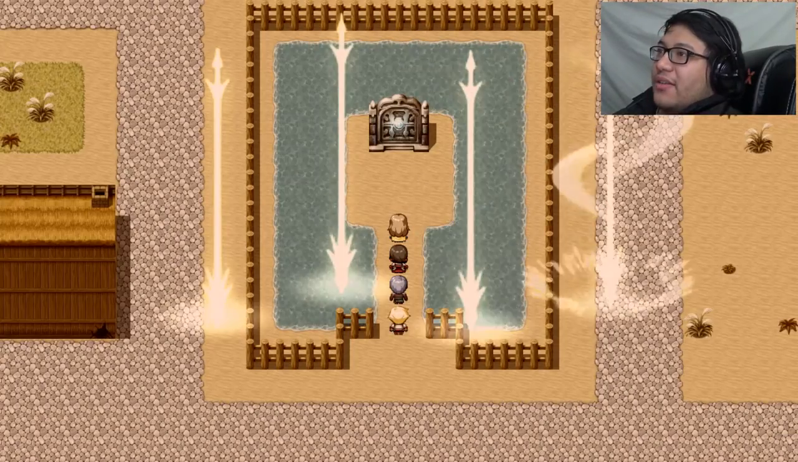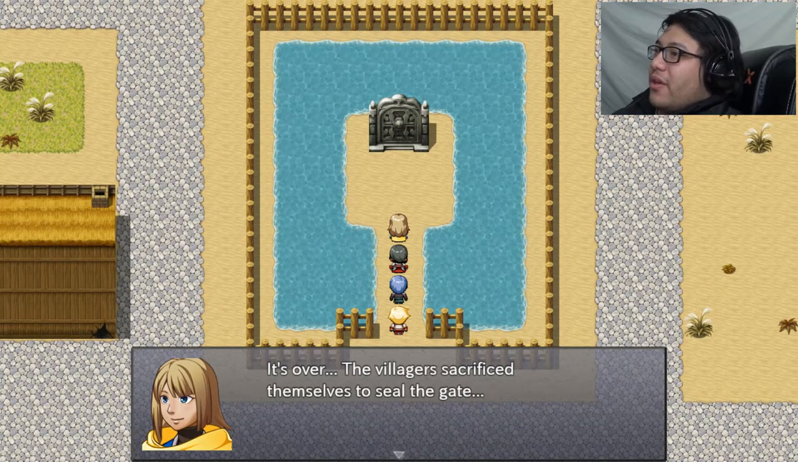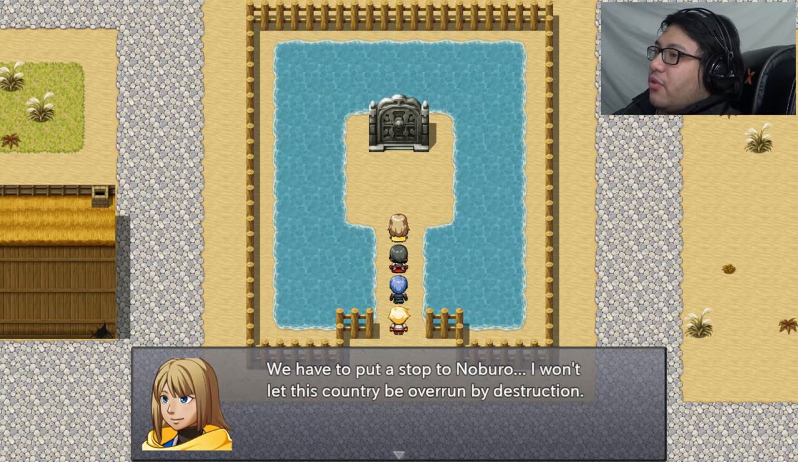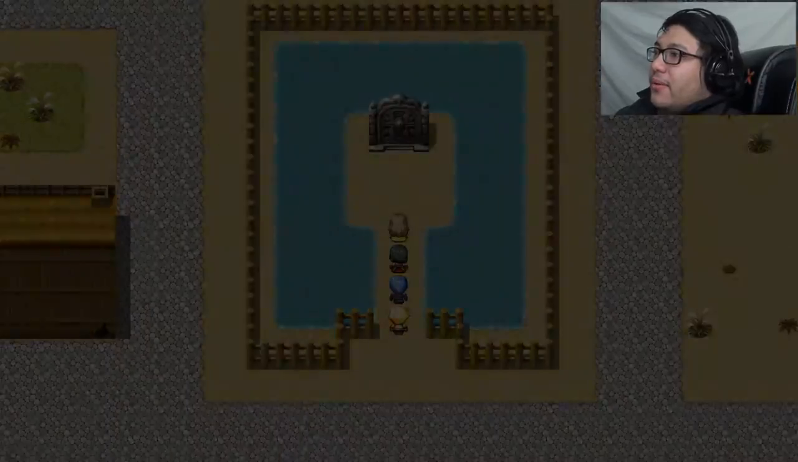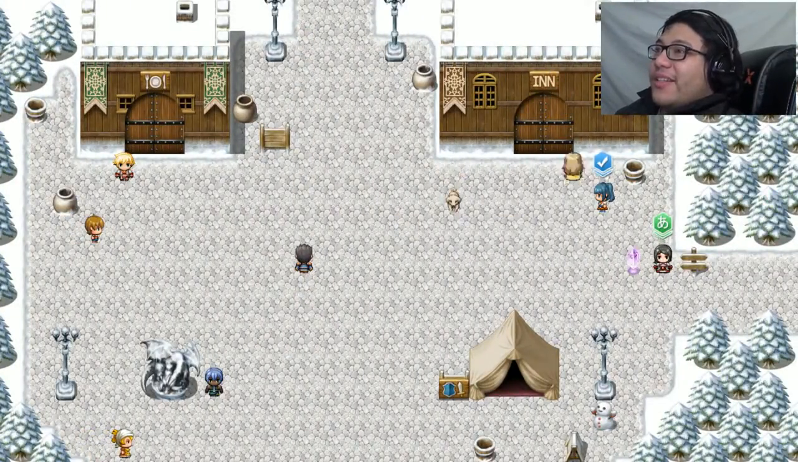Oh, that's kind of sad. It's over. The villagers sacrificed themselves to seal the gate. We have to put a stop to Nobra. I won't let this country be overrun by destruction. We should head back for today. Oh, that's kind of sad. After all that, and then that's it? Really? Come on.